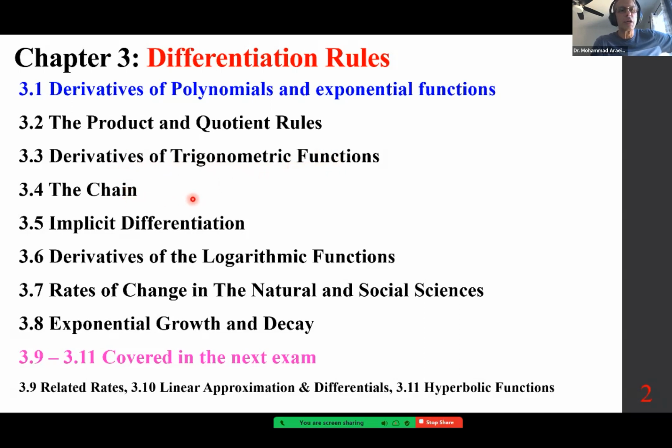functions, the chain rule, implicit differentiation, derivatives of the logarithmic functions, the rates of change in the natural and social sciences, exponential growth and decay, and then a couple of sections left in the next exam: related rates, linear approximation, and differentials, hyperbolic functions.